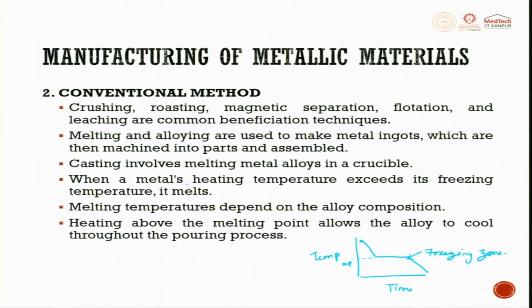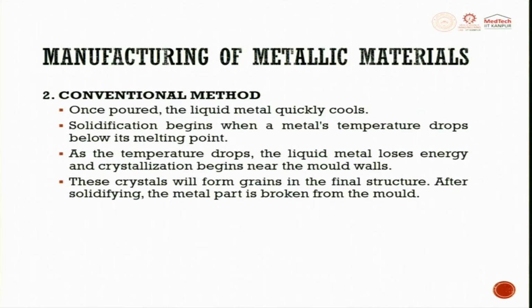So, when a metal's heating temperature exceeds its freezing point, it melts. Melting temperature depends on the alloy composition. Heating above the melting point allows the alloy to cool throughout the pouring process. Here, leaching means you are trying to add some chemical and etch or remove the material.